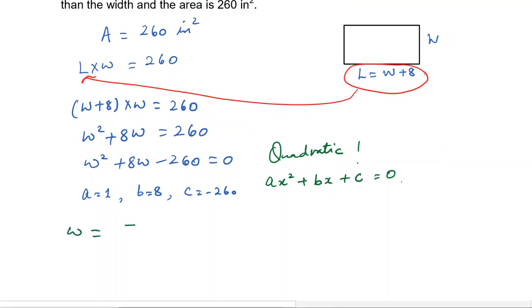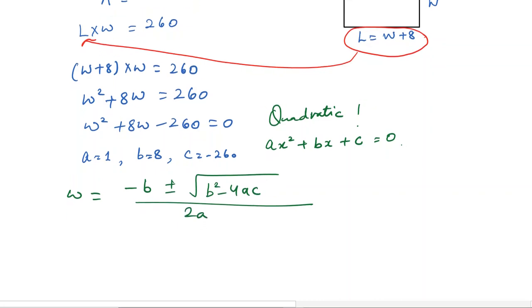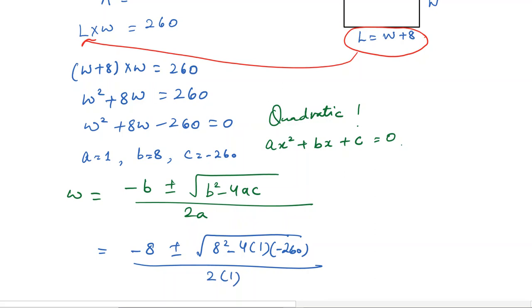So W will be given by negative B plus minus square root of B square minus 4AC, the whole thing divided by 2A. So now we're going to carefully plug in the values. So negative 8, in place of B we write 8. 8 square minus 4 times 1 times negative 260, divided by 2 times 1. So overall we get negative 8 plus minus square root of 64 plus 1040, divided by 2.